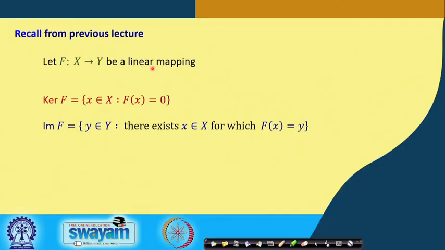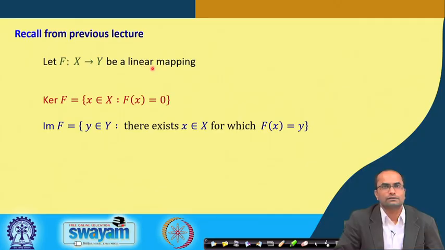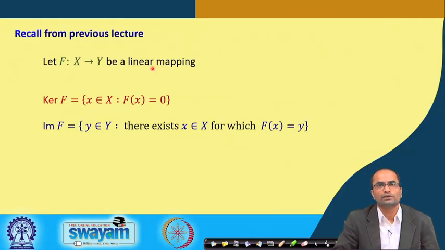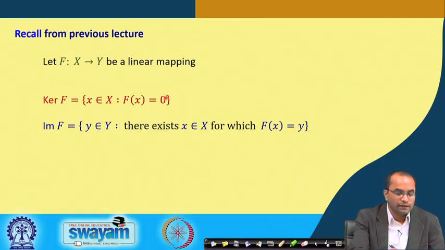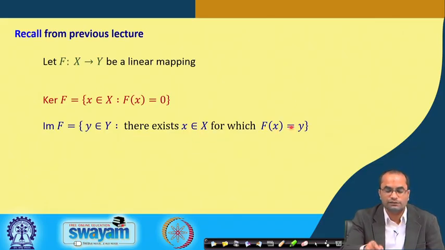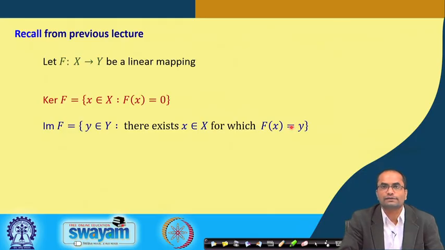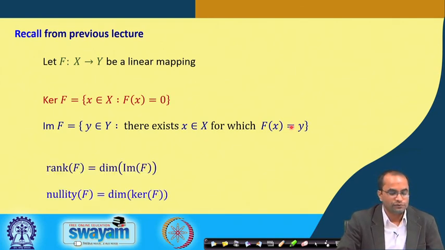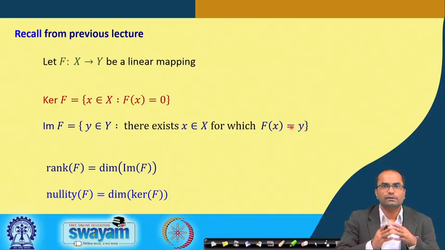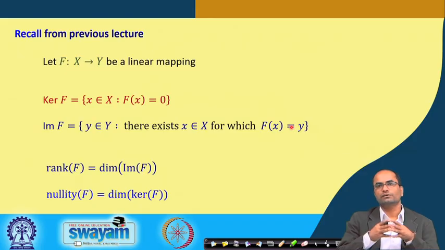a linear map, then the kernel of f is defined as the vectors from x whose map is 0 in the vector space y, and the image was all the elements of y for which there exists an x in the vector space x such that y is the map, so f(x) = y. So, these were the two definitions for the kernel of f and also for the image of f, and we have also seen that the rank of f is nothing but the dimension of the image of f, and the nullity we define as the dimension of the kernel of f.